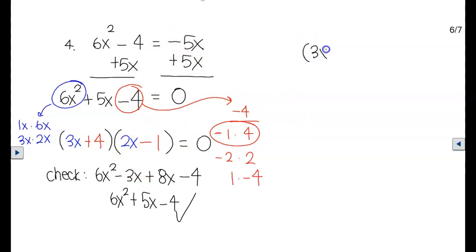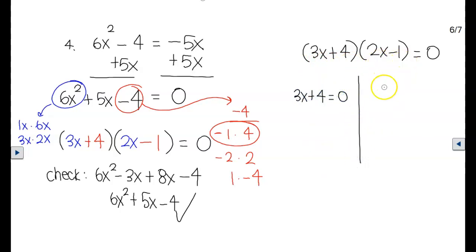So now here's where I am. I have 3x plus 4 times 2x minus 1 is equal to 0. Now it's time for that third and final step. We want to set each factor equal to 0 and solve for x. So your first factor is 3x plus 4, so you'll do 3x plus 4 equals 0. Second factor is 2x minus 1. You'll do 2x minus 1 equals 0.